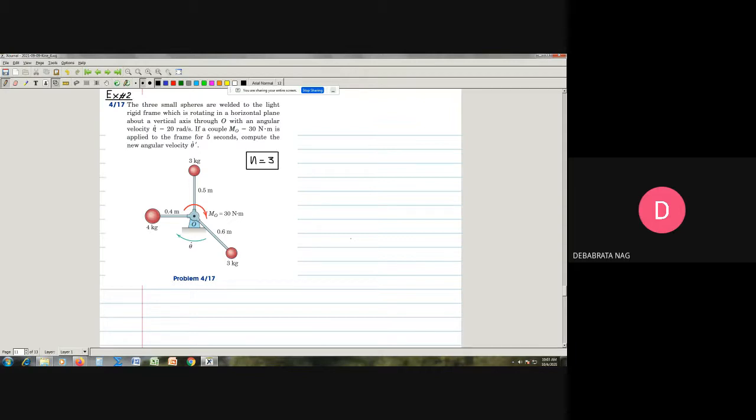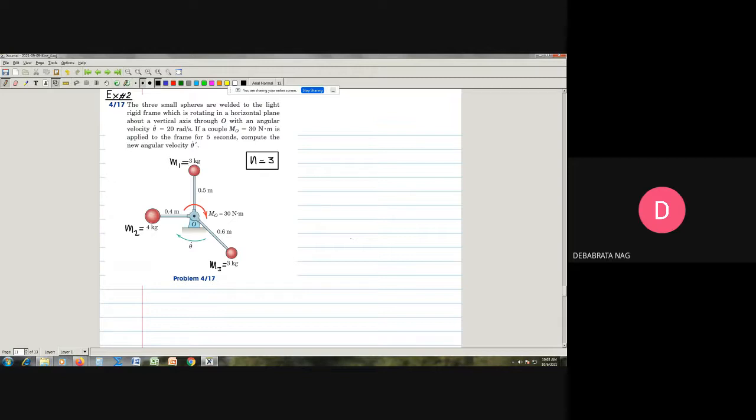So our total number of masses in this group is equal to 3. It is said that these are the 3 small spheres: m1, the mass 3 kg; m2, the mass 4 kg; and m3, the mass 3 kg. So m1, m2, m3 are the 3 masses shown here, welded to the light rigid frame in this manner, which is rotating in a horizontal plane about a vertical axis through the point O. So again we note that this is in the horizontal plane.